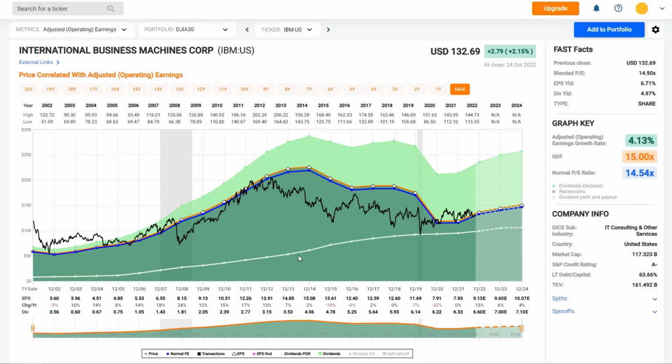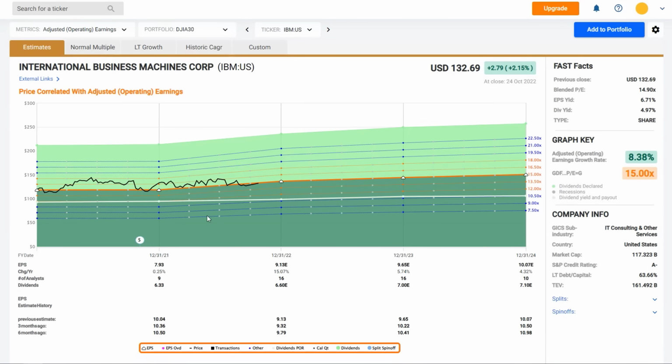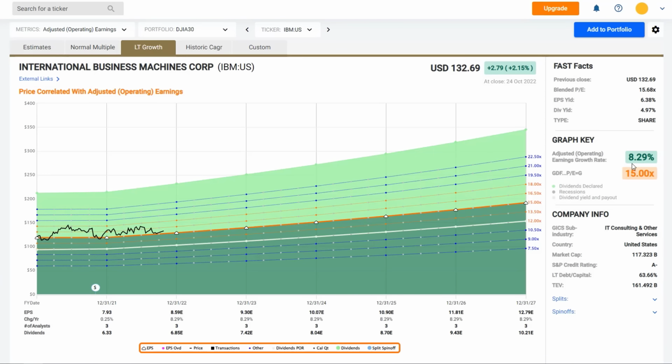IBM has been one I've written about several times. I think this is a company in transition. This company did go through a period of time where it had great growth, and then it's been transforming its business, getting away from the mainframes, moving more into the cloud. It does offer an attractive earnings yield right now of 6.71% and a very attractive dividend yield of just under 5%. I think IBM is starting to get its sea legs back and starting to grow again at 7 or 8%. The long-term growth expectations are 8.25% by the analysts that are giving that.